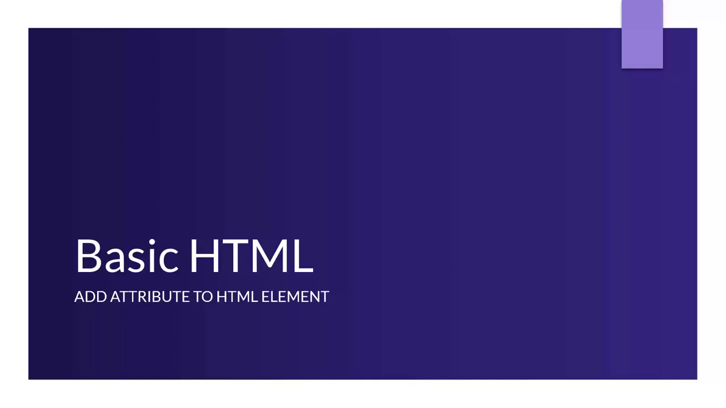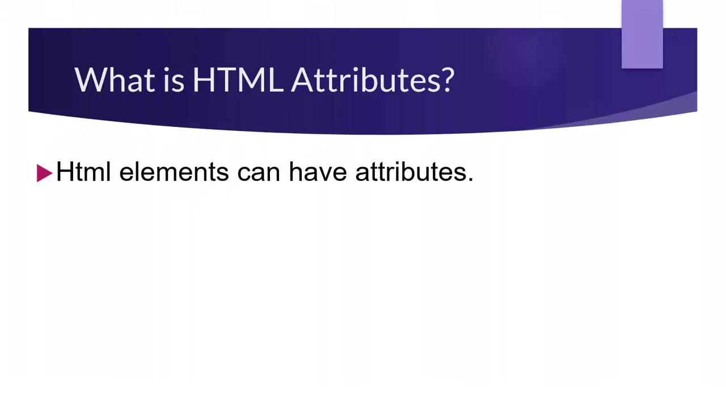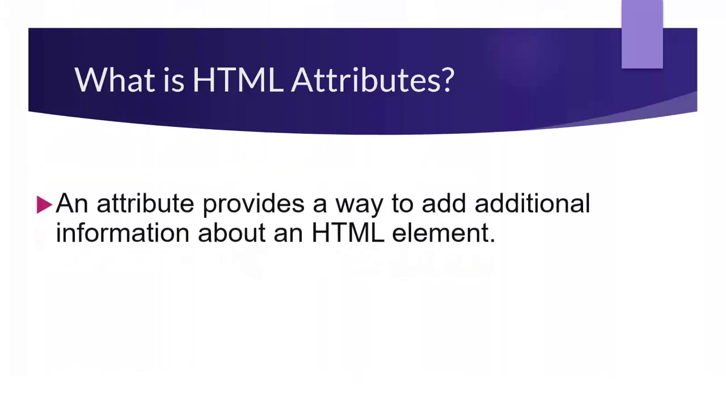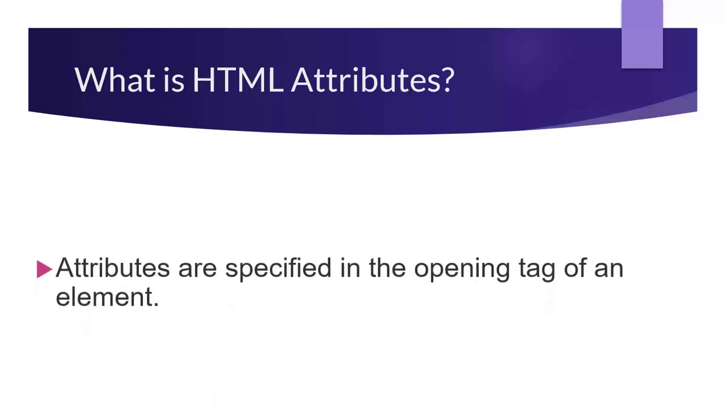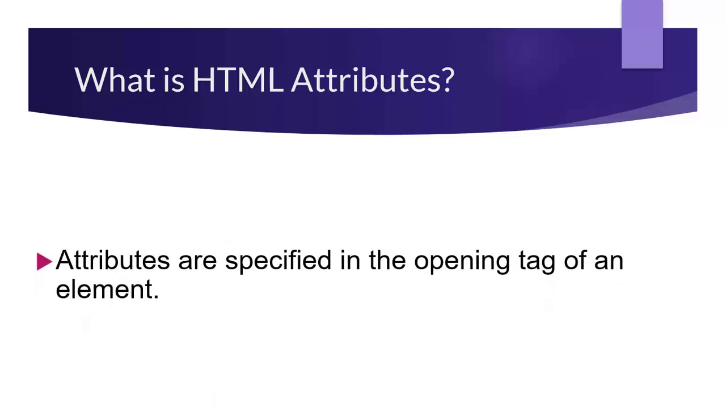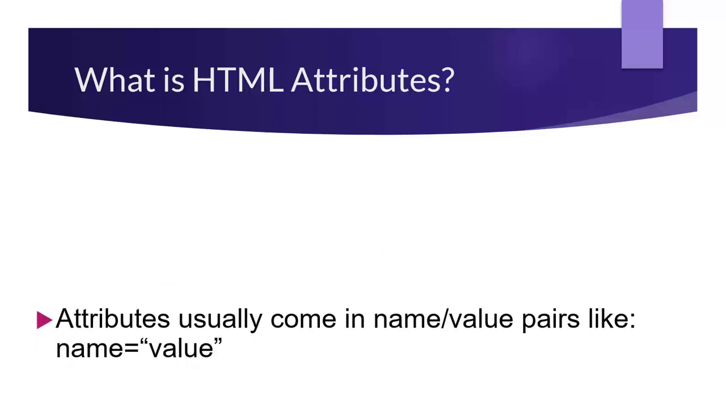In this lesson, we'll be looking at HTML attributes. HTML elements can have attributes. Attributes provide a way to add additional information about an element. Attributes are specified inside the opening tag of an element. Attributes usually come in name value pairs.